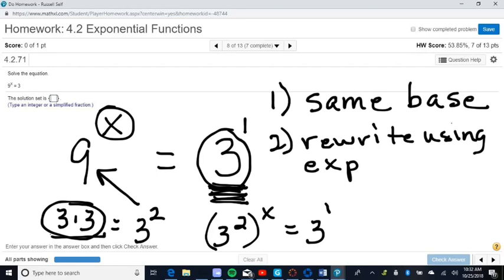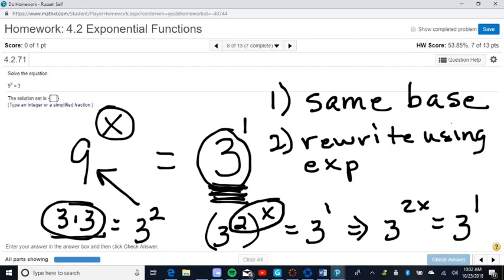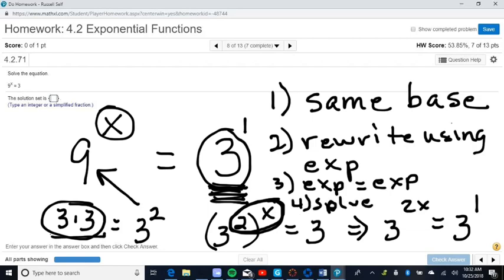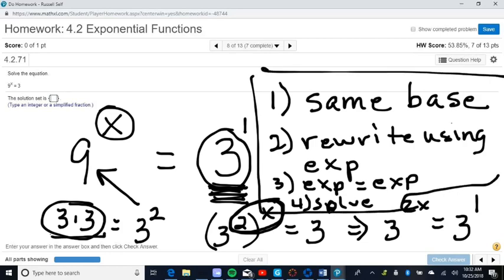Anytime you have an exponent on the inside and an exponent on the outside, that's the same as just taking those two things and multiplying them together, and that will give you one exponent instead of 2. Okay? So you'll multiply them together. So that becomes 3 to the 2x equals 3 to the 1. Right? All I did was multiply those two exponents together. Then set the exponents equal to each other. And finally, solve. Now I know I've really used up a lot of space there, but we'll go through this entire problem again now that you have the steps. And these are always the steps. Get the same base, rewrite using the new exponents, set the exponents equal to each other, and then solve.